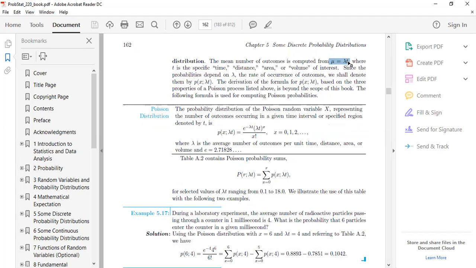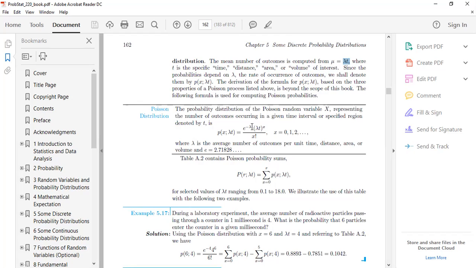Why t? This is the first time we have introduced t. So t is nothing but the specific time, distance, area or volume, whatever it may be. This is a very important line. And since the probability depends on lambda, the rate of occurrence of outcomes, we shall denote it by p(x; lambda t), and the Poisson distribution is defined as p(x; lambda t) equals e to the power negative lambda t, because it repeatedly increases or decreases.